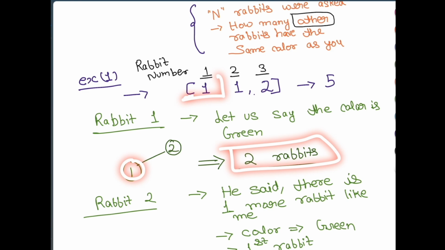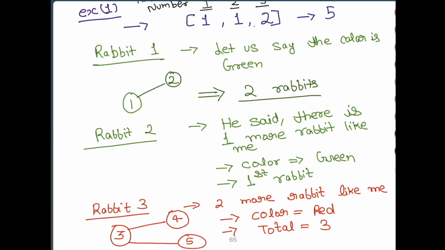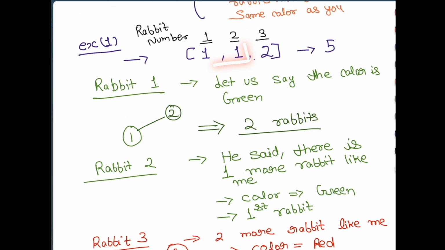The first is the original rabbit we have asked the question, and the second is that rabbit about whom this first rabbit is telling me that there is another rabbit who has the same color, right? So rabbit number 1, and there is a rabbit number 2 who has the same color, green. Now let us proceed further and talk about the answer given by rabbit number 2. When we are trying to process rabbit number 2, it said that there is 1 more rabbit like me, or you can say 1 more rabbit which has the color green.